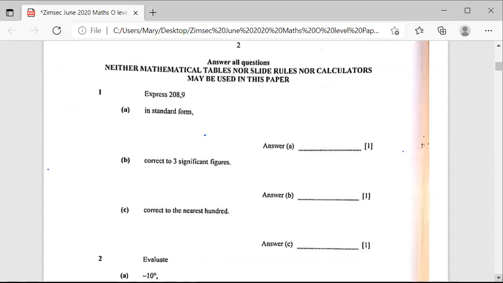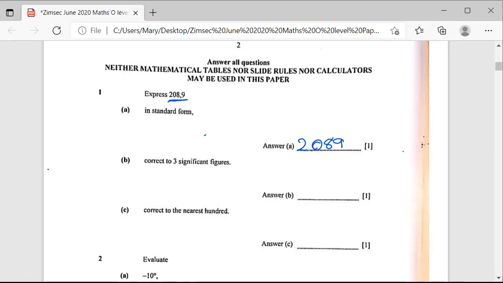Then the first one, it says, express 208.9 in standard form. When you're expressing a number in standard form, we know that the number must be less than 10. We need to write this number to be less than 10. So I'm going to say it's going to be 208.9. Then I want to see where I'm going to put the comma for this number to be less than 10, but greater than 1.